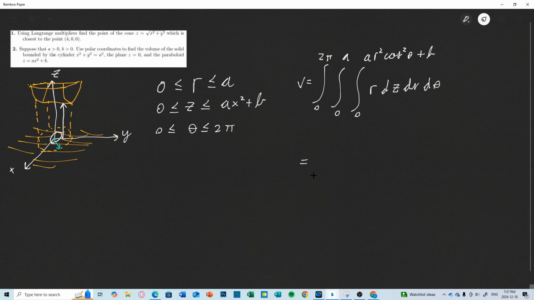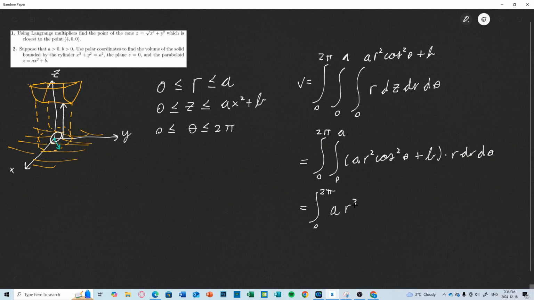So this will then become 0 to 2 pi, 0 to a, and since there's nothing to go off of, it'll just become our upper bound, because when we're integrating by z, it'll just become z, which just becomes our point, which will be a r squared cos squared theta plus b times r dr d theta, which will give us 0 to 2 pi of a r cubed cos squared theta plus b r dr d theta.